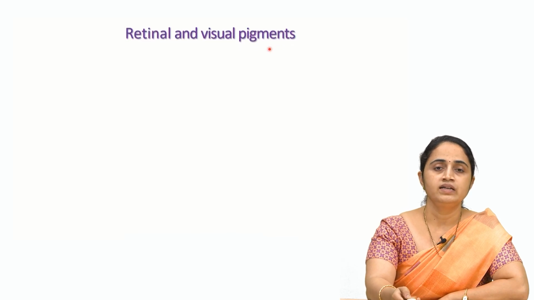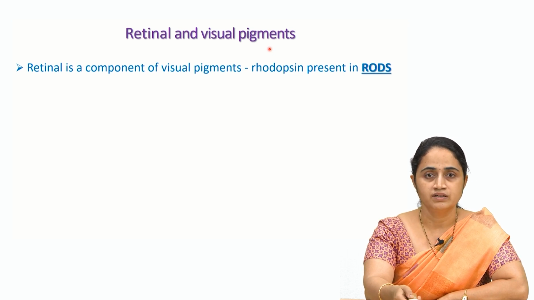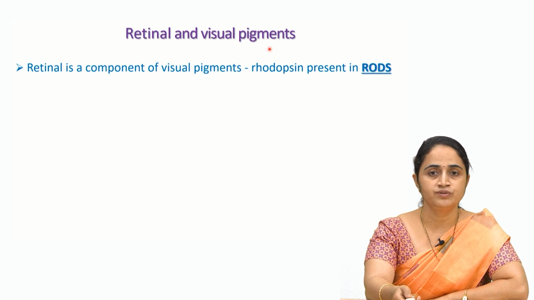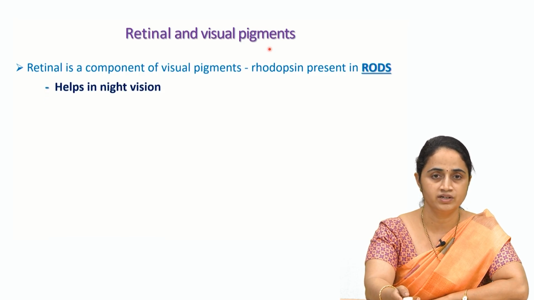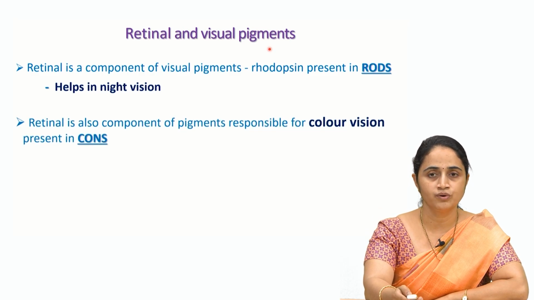Retinol is an integral component of the visual pigments, present as rhodopsin both in rods and cones. The retinol present in the visual pigments in rods is responsible for dim light vision, helps in the dark, that is night vision, and those present in the cones are responsible for color vision.